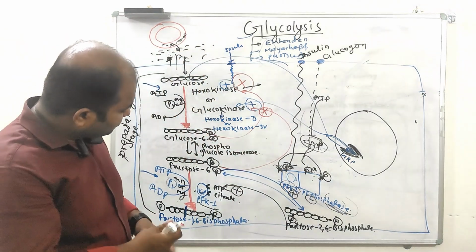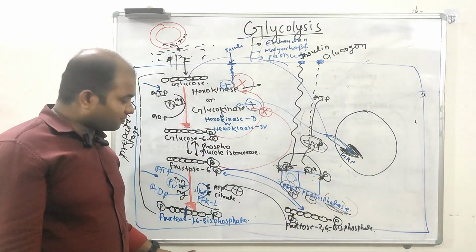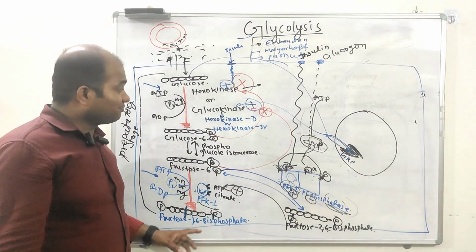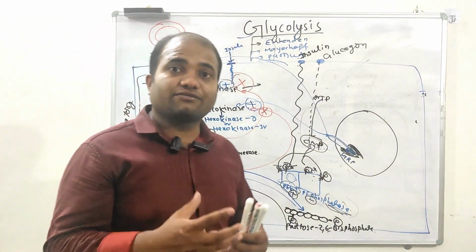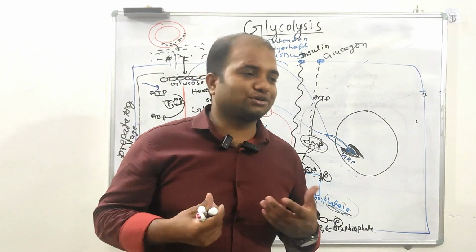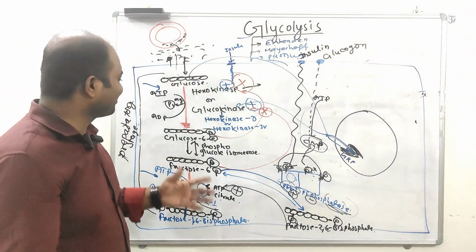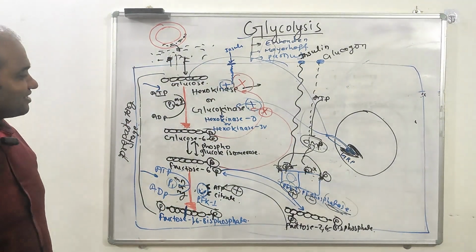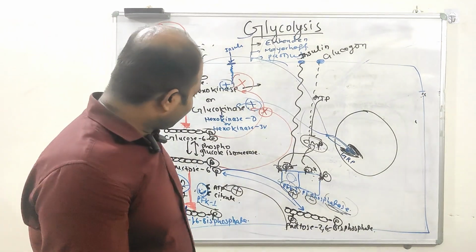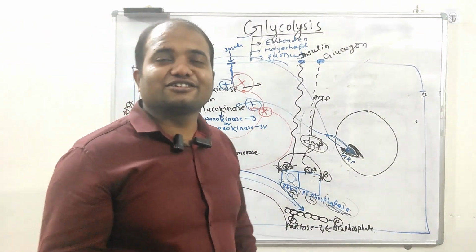But of course, in the further steps we will see in detail how this ATP will be gained back, because at the end of glycolysis we should gain at least a few ATP, then only it is useful, right? Unless we gain, what is the point of running these cycles inside our cells? The cell is not mad, right? So we will continue this in the further lectures.